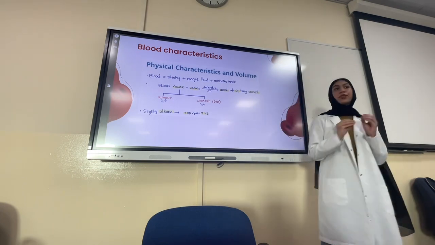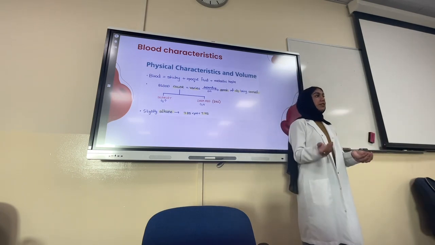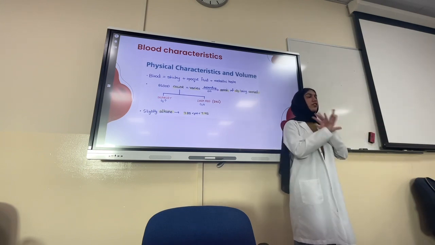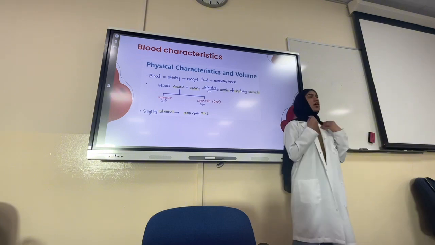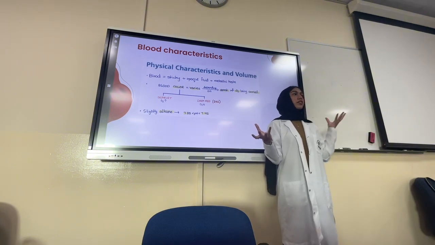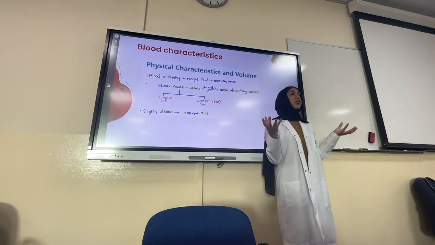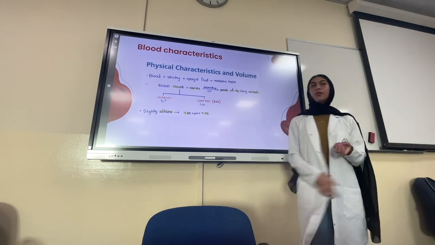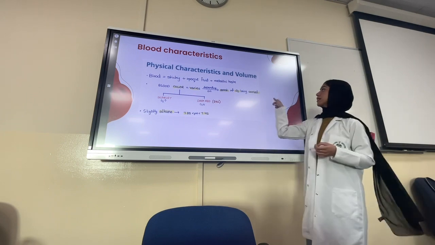And the blood color. Now, the color varies depending on what? The amount of oxygen. So we have two types of colors. This is just a basic way to say it. One is going to be scarlet red and one is going to be dark red. Which one's oxygenated? Scarlet red. Okay, and then we already mentioned that the pH is going to be slightly alkaline.